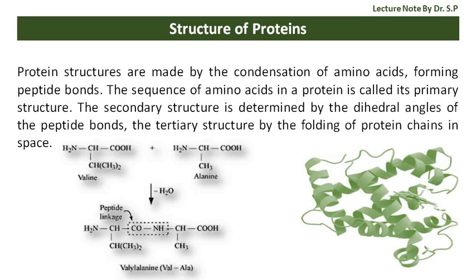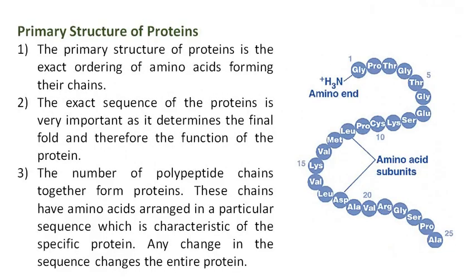Protein structures are made by the condensation of amino acids, forming peptide bonds. The sequence of amino acids in a protein is called its primary structure. The secondary structure is determined by the dihedral angles of the peptide bonds, the tertiary structure by the folding of protein chains in space.